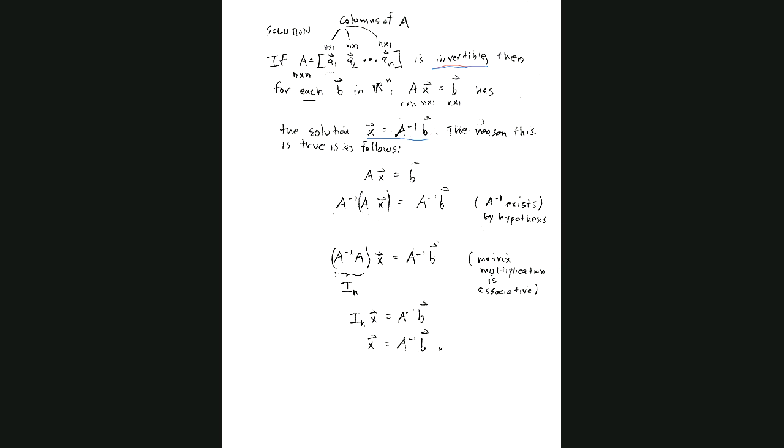Let me give you a moment to copy this. I've written the matrix A out in terms of its column vectors, A1, A2 up to AN. Every column vector is n by 1, and these are the columns of A. Take a moment to copy that.